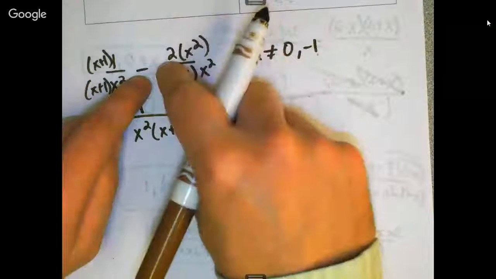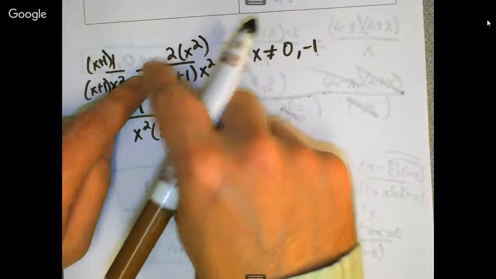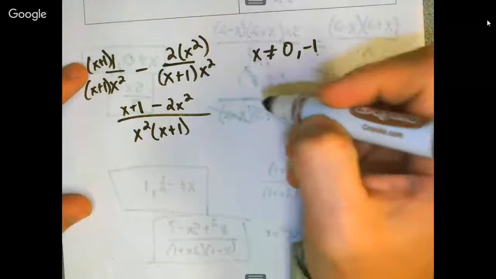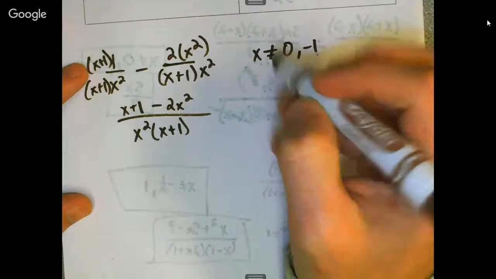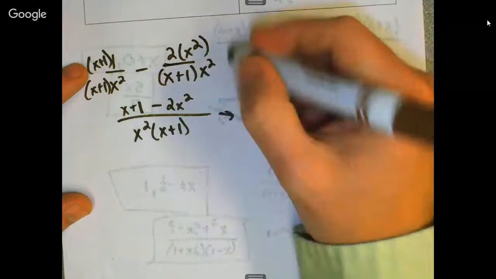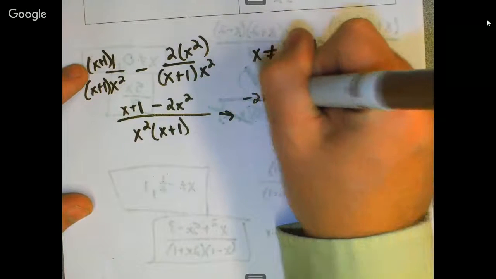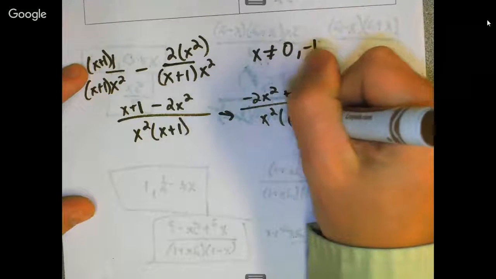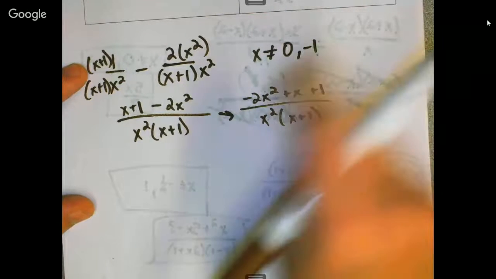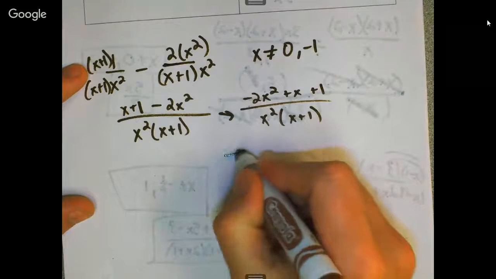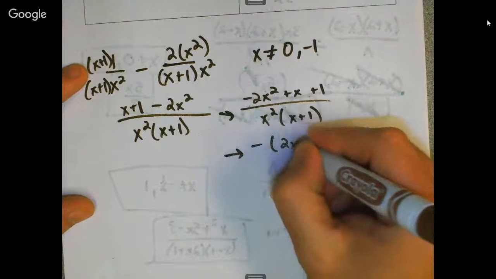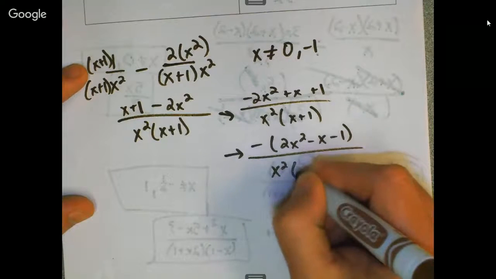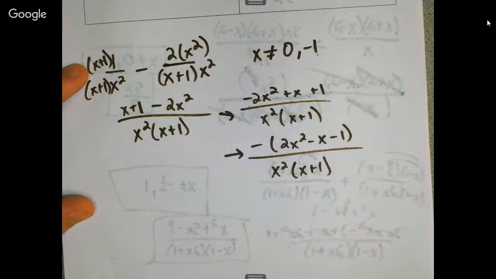Now be careful here because you're actually going to distribute a negative 2 to the x squared. So you have minus 2x squared. Okay, so then we'll take this, negative 2x squared plus x plus 1 over x squared, x plus 1. You need to factor out this negative because the leading term cannot be negative. So 2x squared minus x minus 1 over x squared, x plus 1. See if we can factor this.